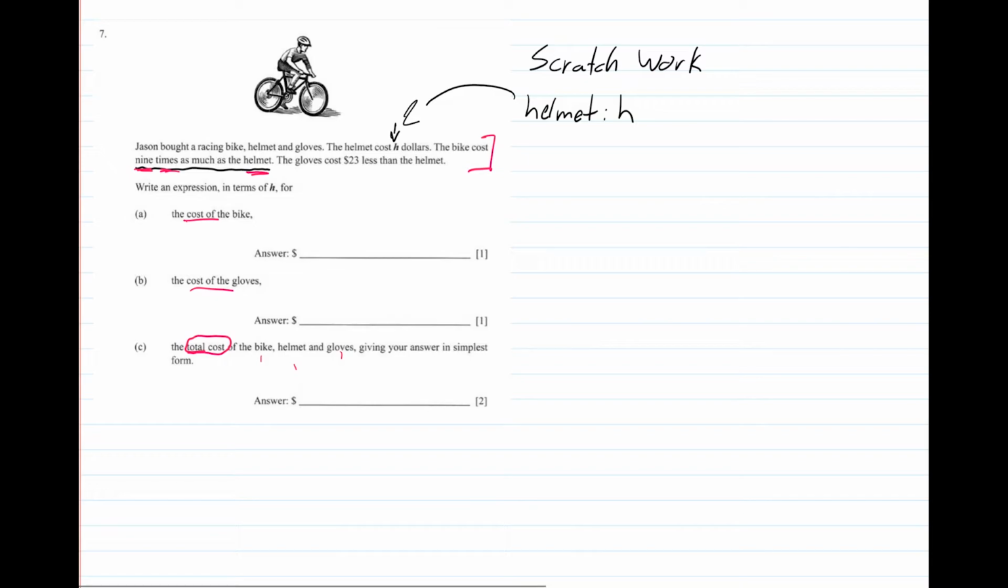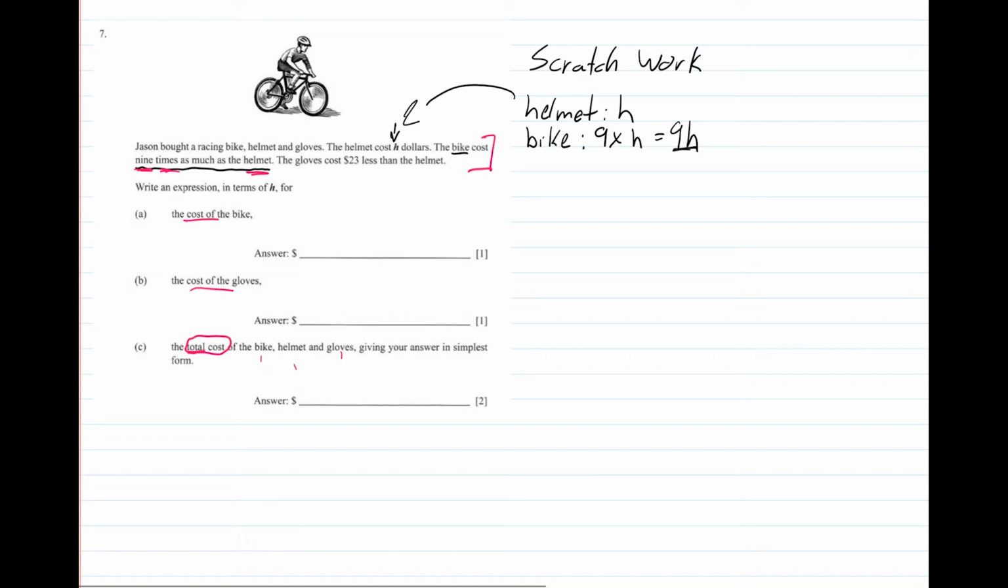9 times the helmet. Okay, that's a little hint. So when I write down, we're trying to look at the bike costs. That means the bike here costs 9 times as much as the helmet. So that's just 9 times H, because I'm representing the helmet by H. I can rewrite this as 9H, right? So this is just an expression for the bike, which is 9 times as much as the helmet.